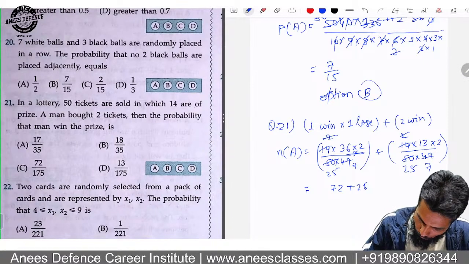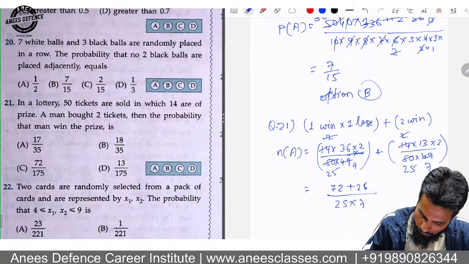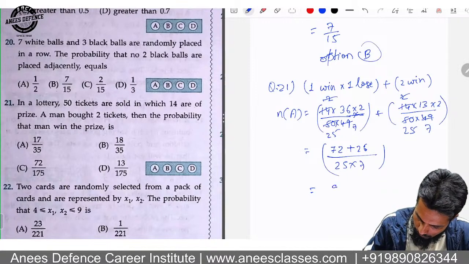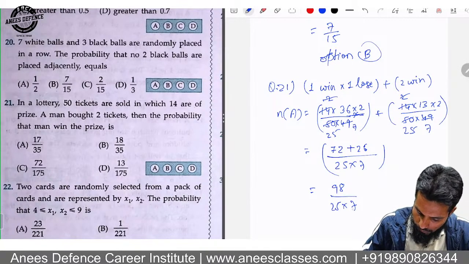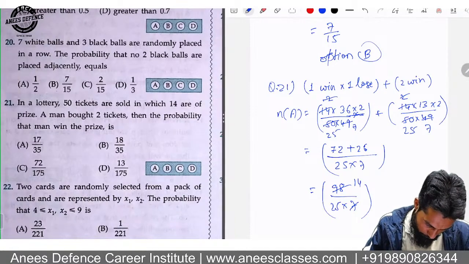Add both of them in the numerator, and denominator is common to both. That is 25 multiply with 7. So 72 plus 26, 98 upon 25 into 7. Cut it with 7, 98 gives 14 by 25.